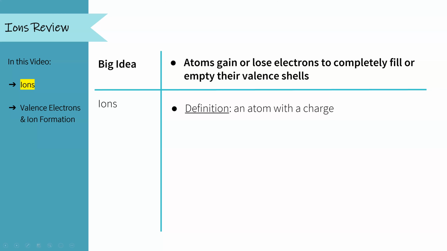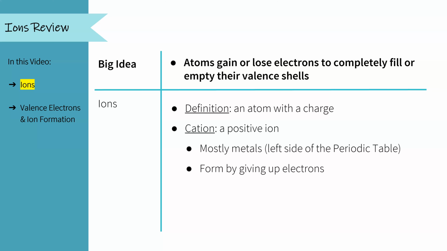First, I'd like to remind you about ions. Ions are atoms with charges. This happens when they gain or lose electrons, and the result is that their numbers of protons and electrons, or numbers of things with positive and negative charges, are unequal. If we had the same number of protons and electrons, we would have a neutral atom, or an atom with no charge.